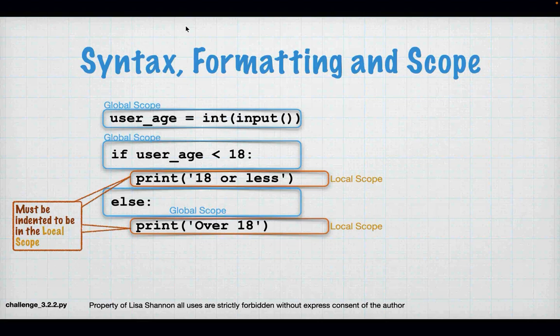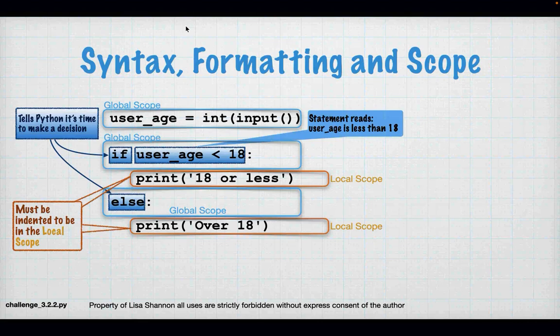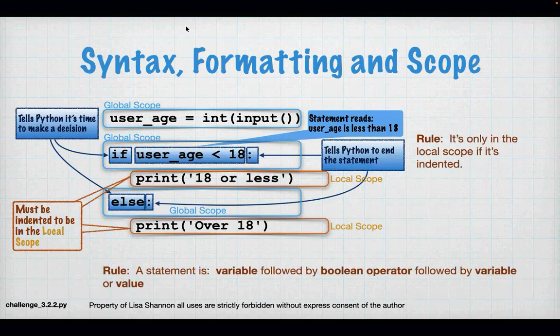So that's just a visual way to look. And when we start getting into actually doing some of this in PyCharm tonight, you will see how things act when they are in the local scope. Okay, so if and else are our new keywords, and they tell Python that it is time to make a decision. The statement reads: user age is less than 18, true or false. You've got to have the colon. Without that colon, Python doesn't know where to stop asking the question. It is like adding a question mark at the end of the sentence.